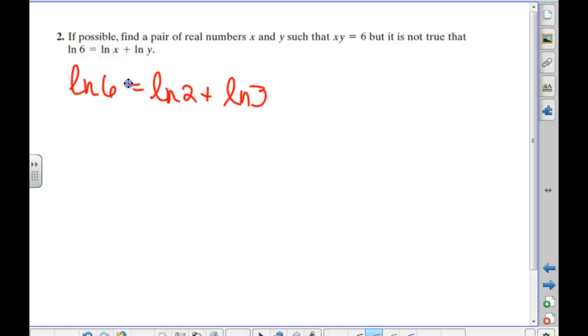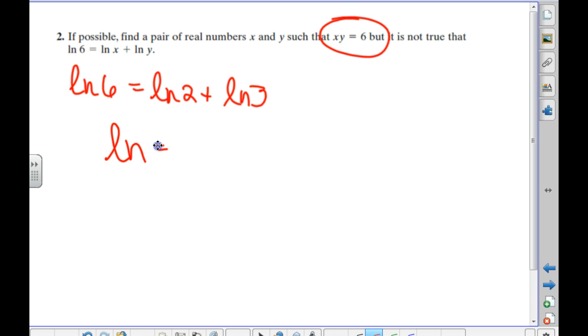Anything else that works? Or anything else that makes 6, I guess is what I should be asking. 6 and 1? Does 6 and 1 work? Yeah, it does. What else could multiply to make 6? 12 and 1/2. You could try 12 and 1/2. What did you say, Noah? Yeah, it says up here they have to multiply to make 6.